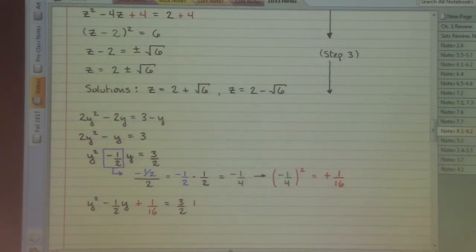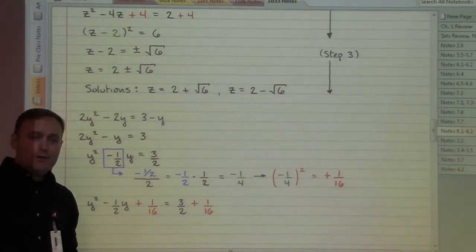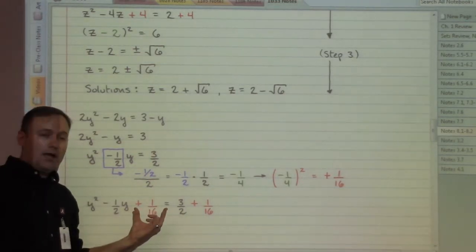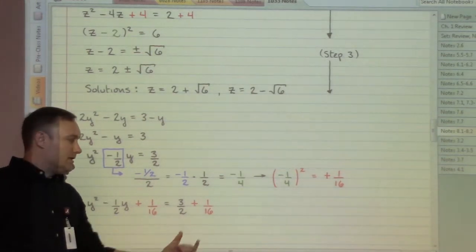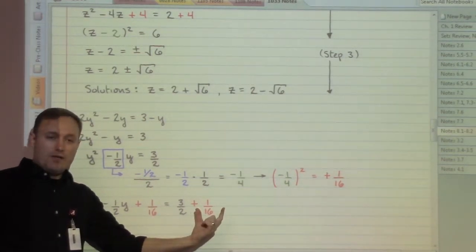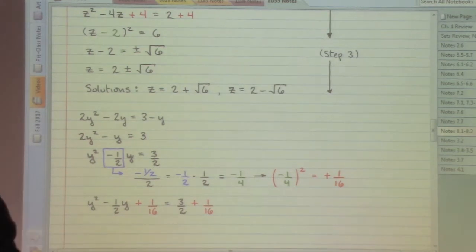And over on the right side, we also have to slap on our red number being added on, plus the 1/16, because again, it's an equation. We've got to maintain the balance. I incorporated a plus 1/16 on the left side of the equal sign. To keep the balance, I've got to put in the plus 1/16 on the right side.